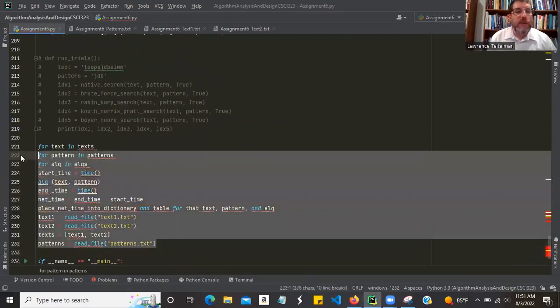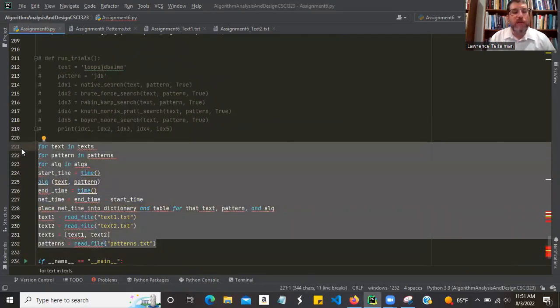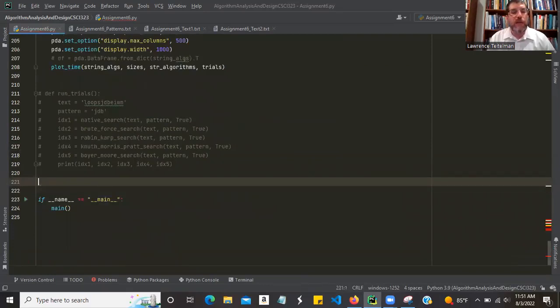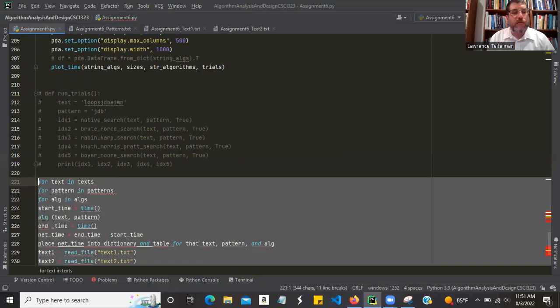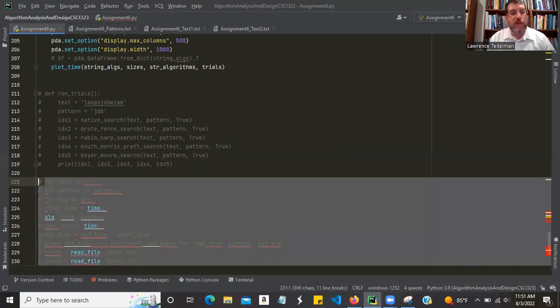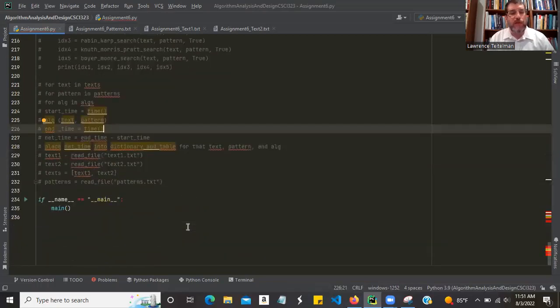Okay, so again, you have 3 nested loops. Those are going to be indented inside each other, right? Now you can put the alg on the outside if you want, or you can put it on the inside, but you're iterating over all 3 of those.